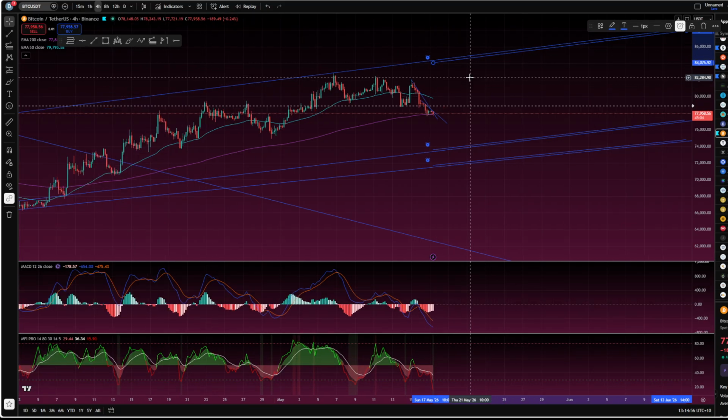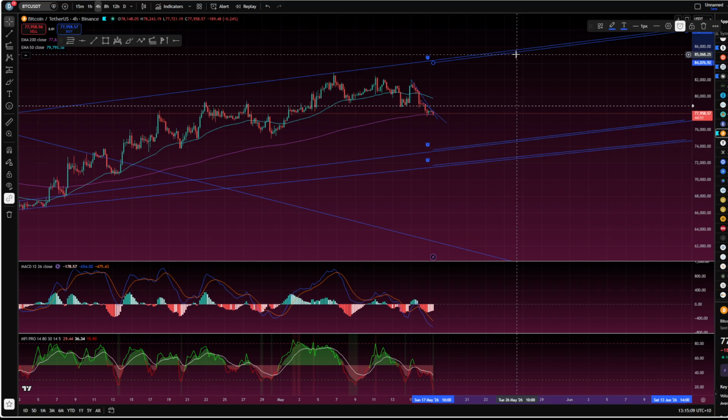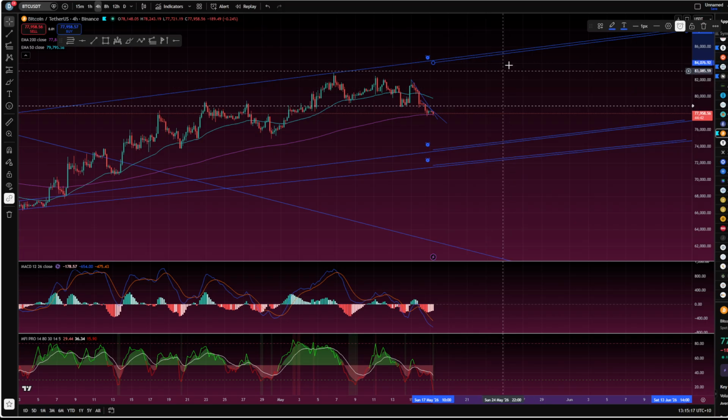The larger time frames seem to be a bit more valid, and when they do come down to this price area, you'd be looking at reactions that could take you all the way back up to the top over the period of weeks or so. Sorry, this is the 4 hour. So yeah, it could be over the period of days. It could take you all the way back up to this range.